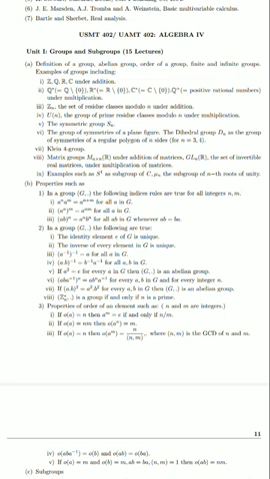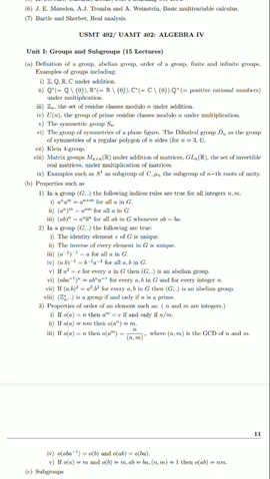Second, a raised to n raised to m is equal to a raised to nm for all a in G. Third, ab raised to n is equal to a raised to n into b raised to n for all a, b in G, where ab is equal to ba.